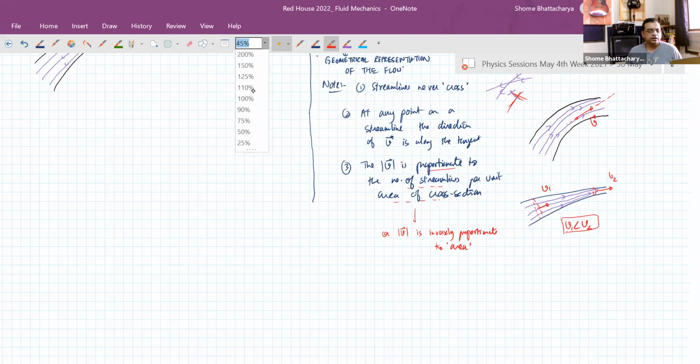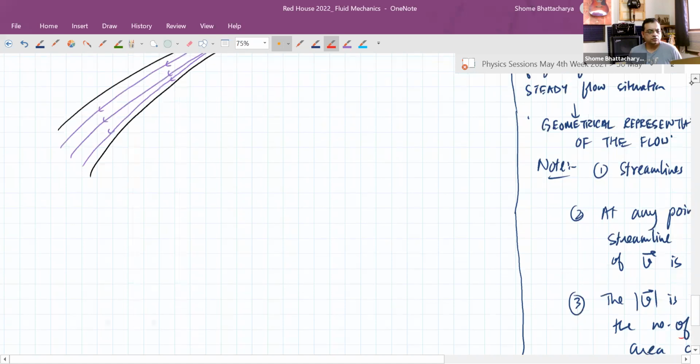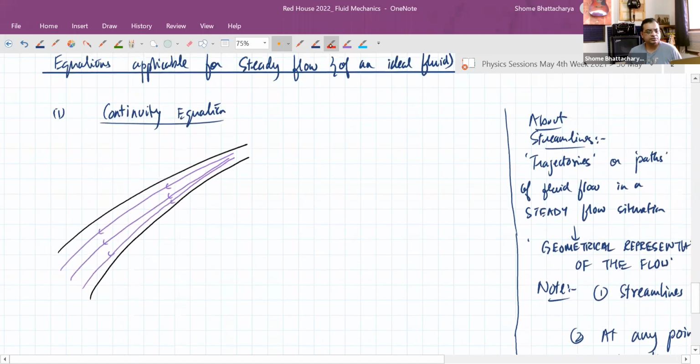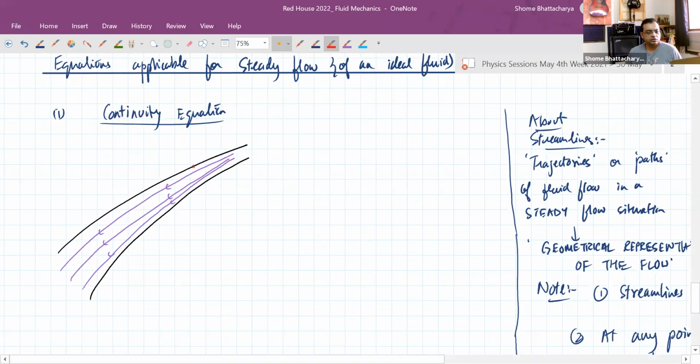So now let's come back to the continuity equation, the main thing we were looking at earlier. The continuity equation is something like this: if you consider a cross section at one point, which is of area A1, and another cross section of area A2 over here, and suppose the velocity of flow at this cross section is V1 and the velocity of flow at this cross section is V2.